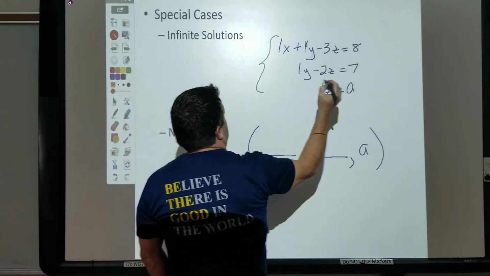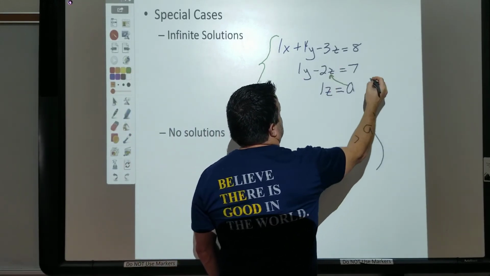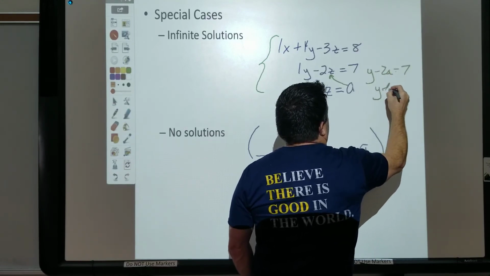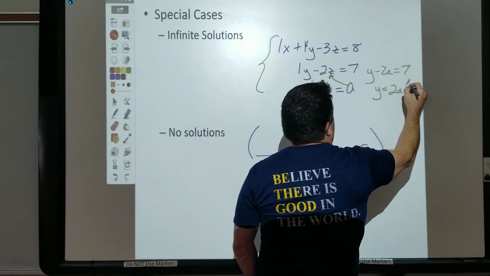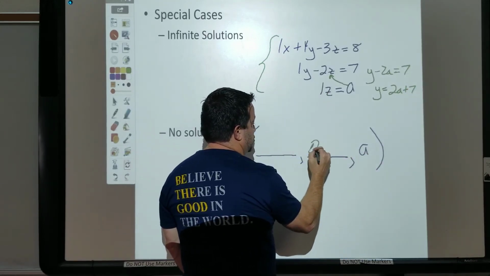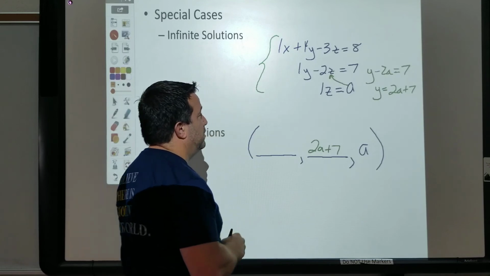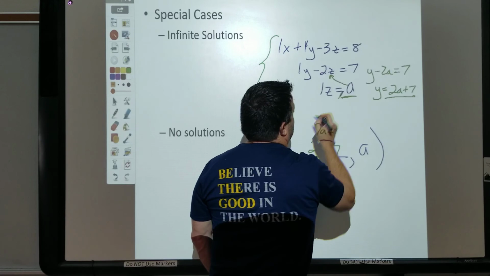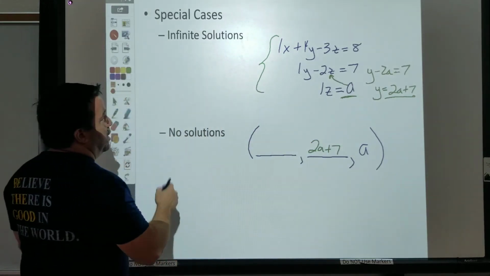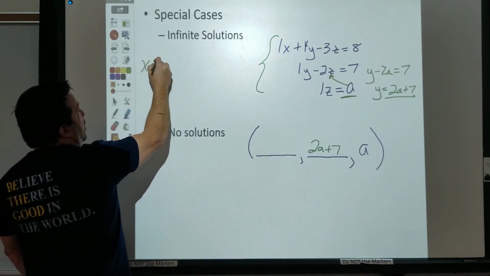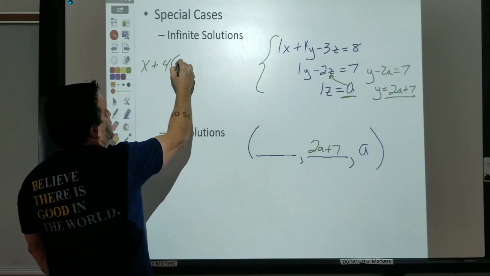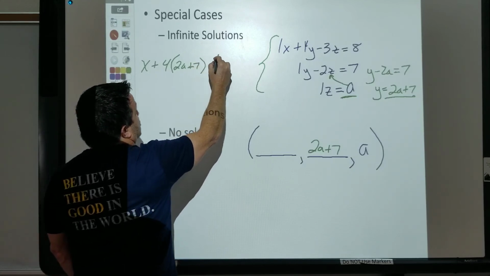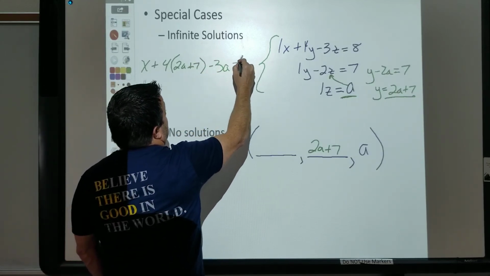You take this value and you plug it in here. And so you'd have y minus 2a equals 7. So you solve for y equals 2a plus 7. So that's what I would put here, 2a plus 7. And then you go back to the first equation and you substitute this in for y and this in for z. So if I go back to the first equation, x plus 4 times y, I just figured out that the formula for y is 2a plus 7. And then minus 3 times z, which is a, equals 8.